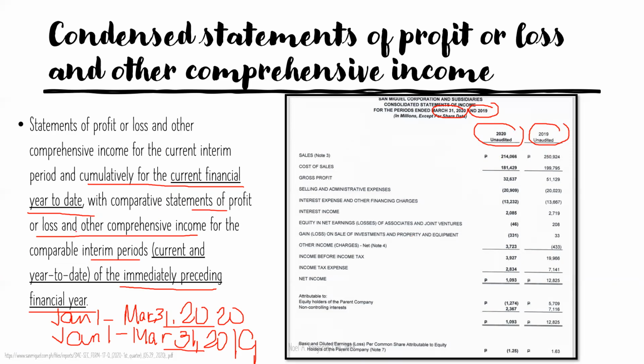So again, for the statement of profit or loss and other comprehensive income, no, it would be cumulatively for the current financial year to date. Okay, year to date po yun. So the start of the year up to the end of that interim period. Okay, comparing it also with the same interim period, the current year to date of the previously or immediately preceding period. Okay. So, any questions guys or clarifications?